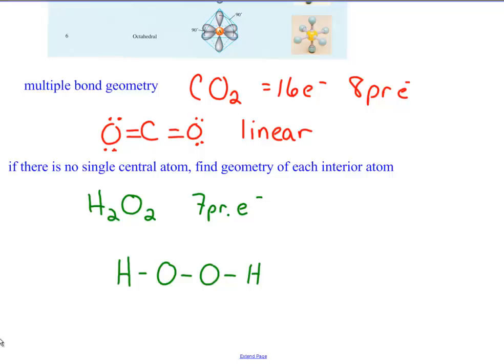I need to put 4 more pairs in. Hydrogen can't take any more electrons, so let's see if we can put the remaining 4 pairs of electrons on the oxygen. So now I have 7 pairs. That works. If I look at the oxygen, I have 4 pair of electrons on each oxygen. What that means is the geometry of each oxygen is tetrahedral. So this is a case where I can't give you the geometry of the entire molecule, but I can give you the geometry around each of those oxygens.